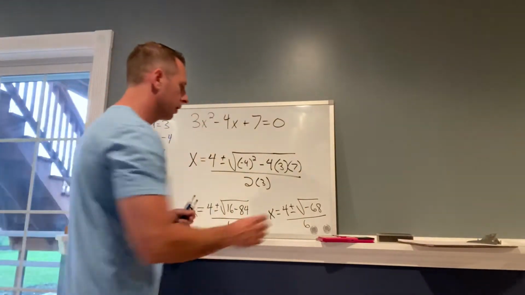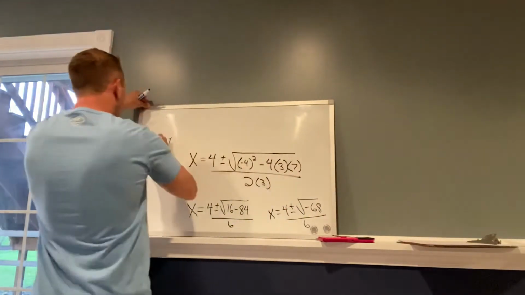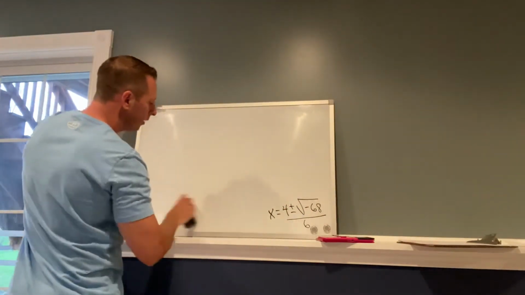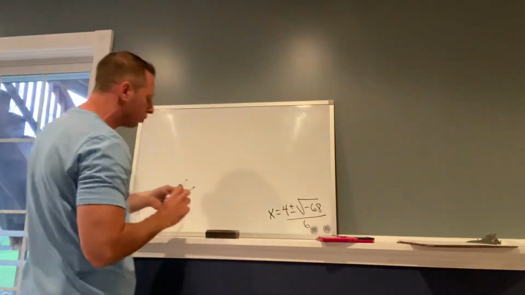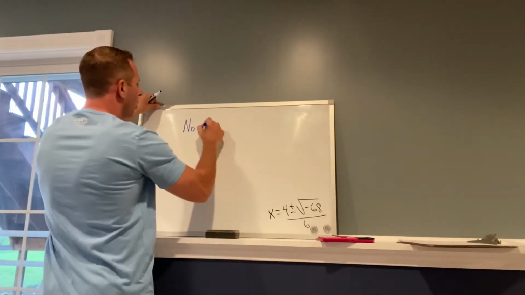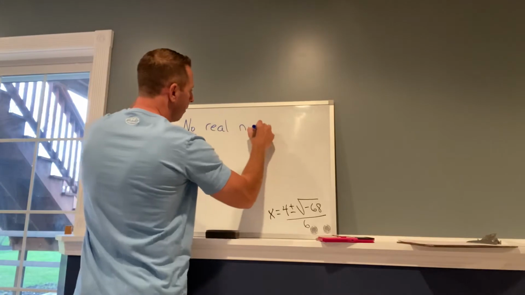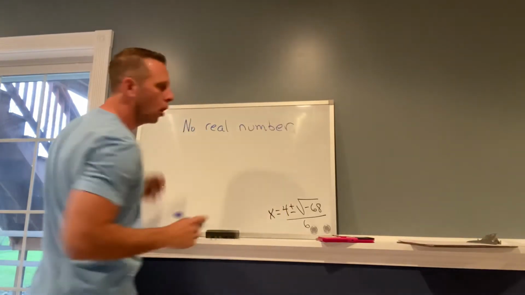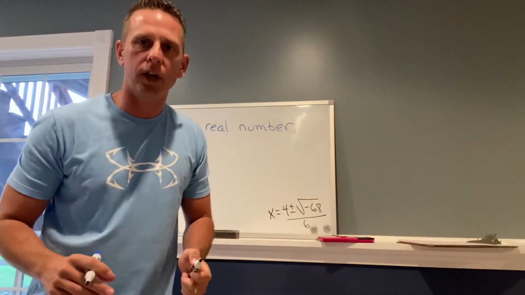What happens? I get a negative number underneath the radical sign, underneath the square root sign. No real number. There's no real number as the solution.